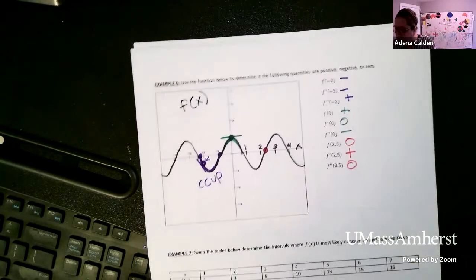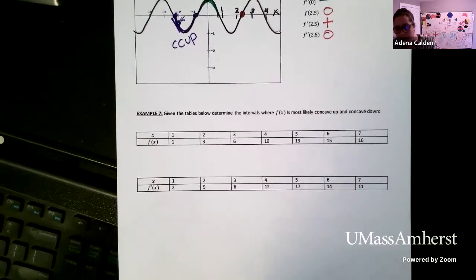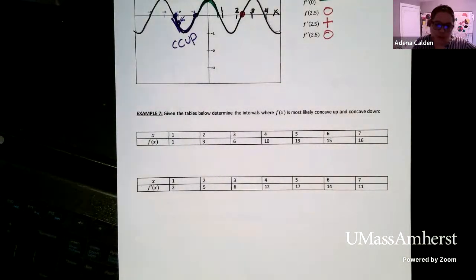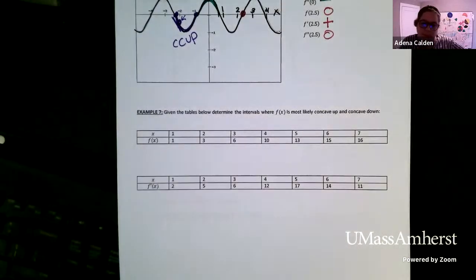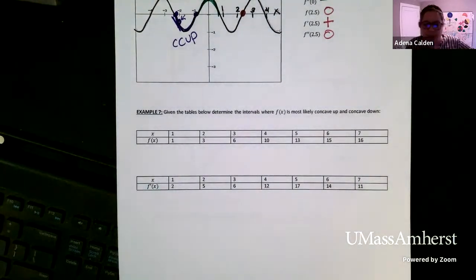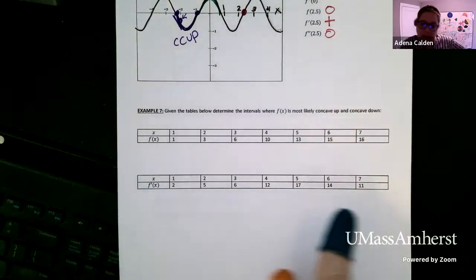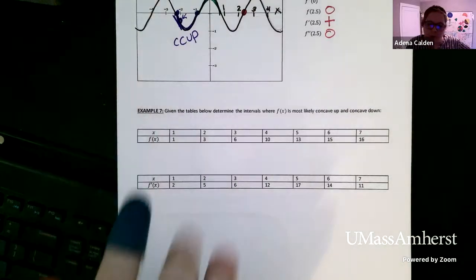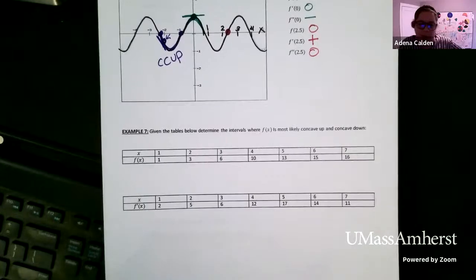Okay, so let's look at another example and see how we can apply what we've learned to some tables. So we have two tables below. I want you to notice that the first table, you have some x values and some f of x values. The second table, you have x values and f prime of x values. So these are derivative values. These are two different unrelated tables. We're just thinking about the difference in how we would solve these.